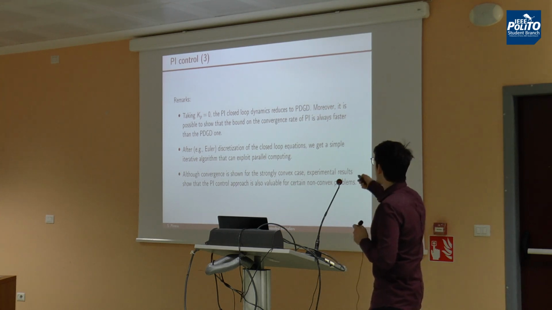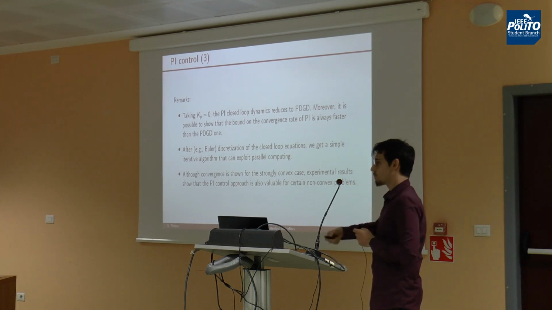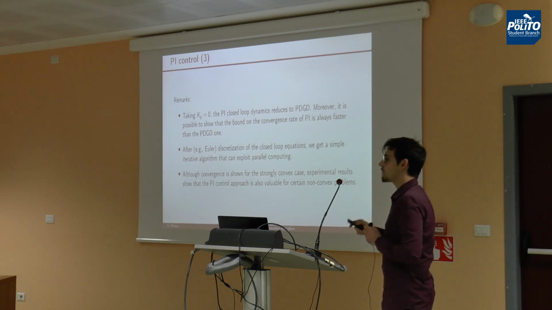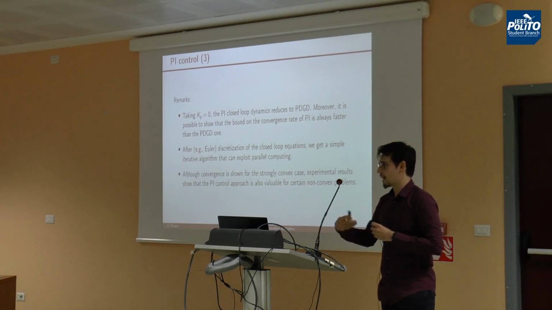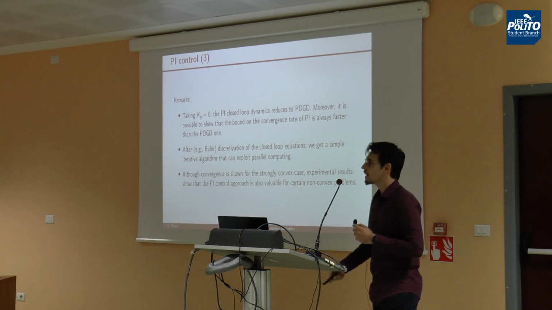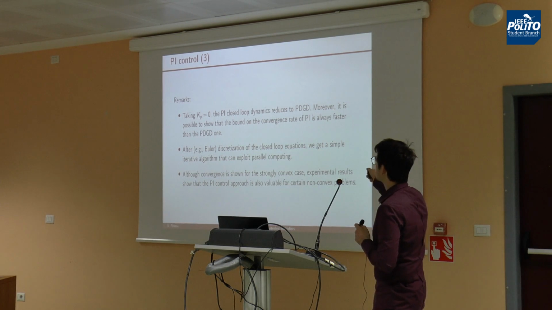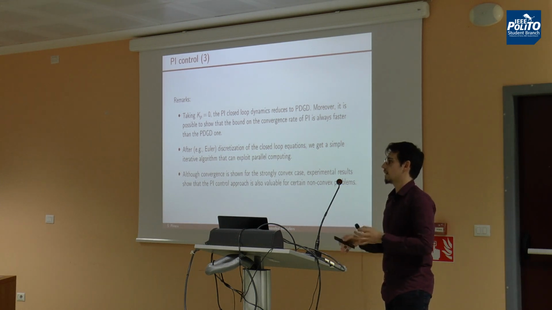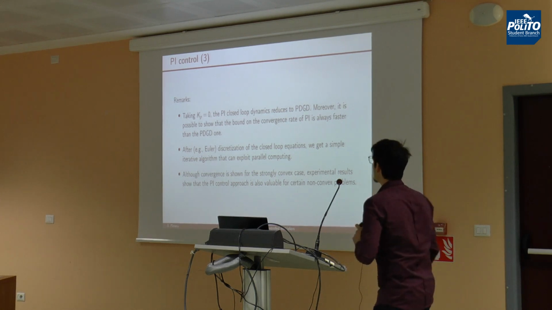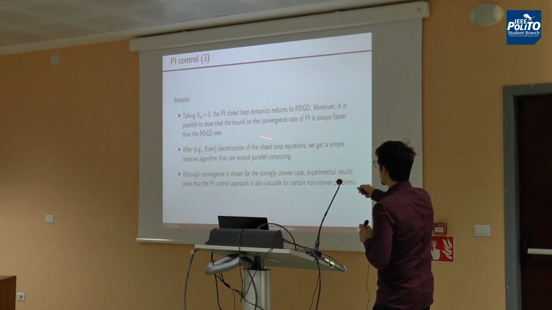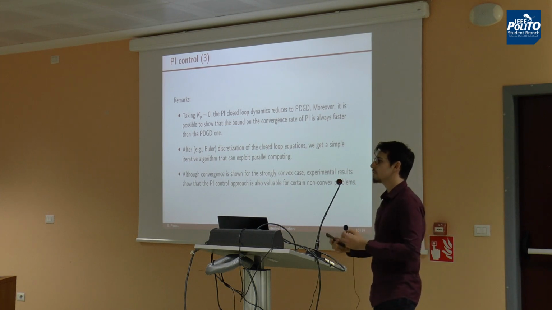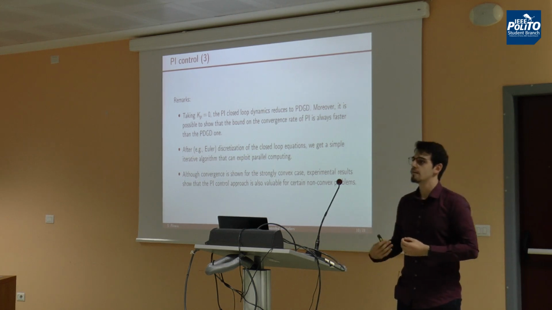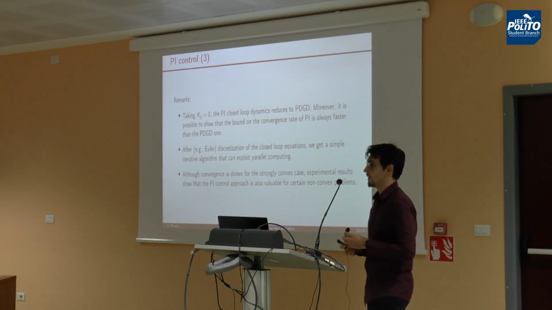And moreover, it is possible to show, within the proof of the previous result, that the exponential rate of convergence that we achieve using PI control is always faster than the exponential rate of convergence that is achieved by primal dual gradient on the same class of problems. More than that, after discretization of these closed loop equations, the algorithm which is obtained is a very simple iterative strategy, which is also very computationally and memory efficient.